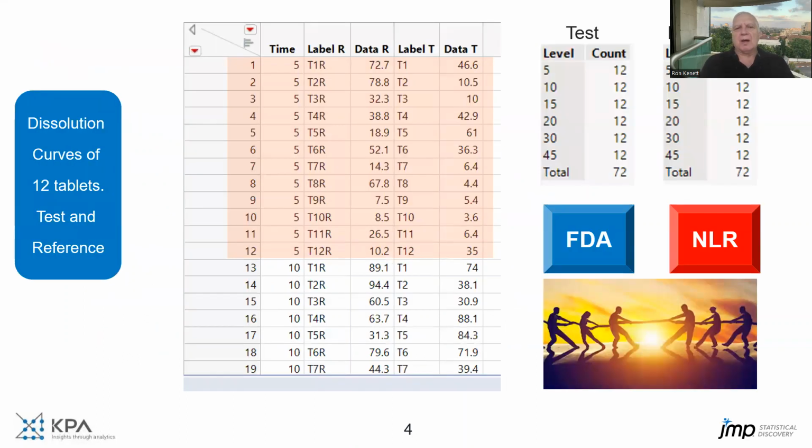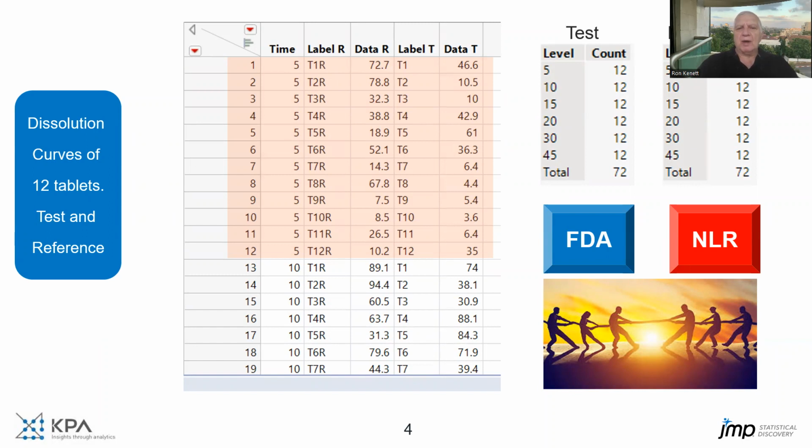So what are we talking about? We have tablets. We have reference tablets. That's the brand that we're trying to mimic. And we have tablets that are under test. We have 12 such tablets. We put them in a container. Each tablet is in a separate container, and this is what the dissolution test consists of. And we're going to measure the level of dissolution at 5 minutes, 10 minutes, 15 minutes, 20, 30, and 45 minutes. That will produce a dissolution curve.